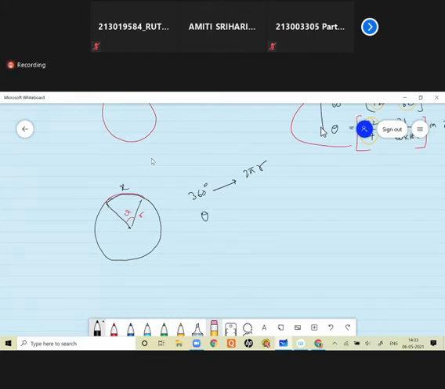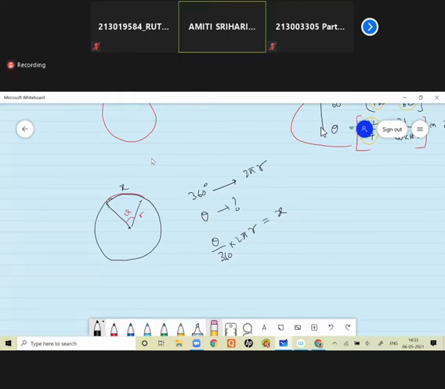And now for theta degrees, how much? Theta by 360 into 2 pi r. This is the arc length. We can give pi as 180. So L is equal to r theta.